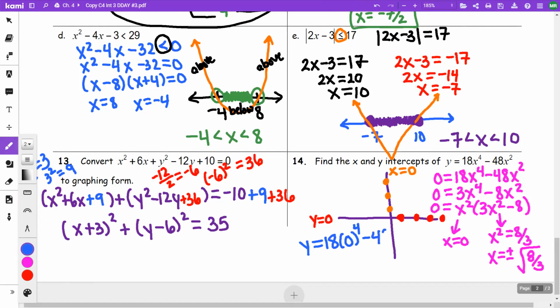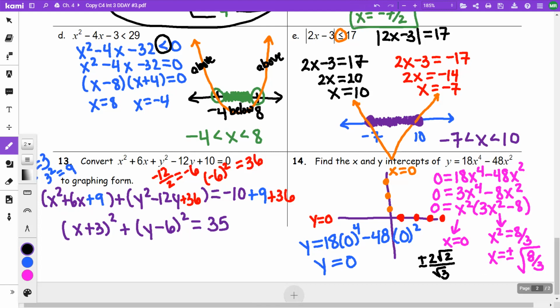So that is going to be 0. 48, 0 to the 2nd, that's also going to be 0. So I'm going to get y is equal to 0. Now, I will write these ones here in a simplified form. It would be plus or minus 2 root 2, because that's what an 8 is, over root 3.